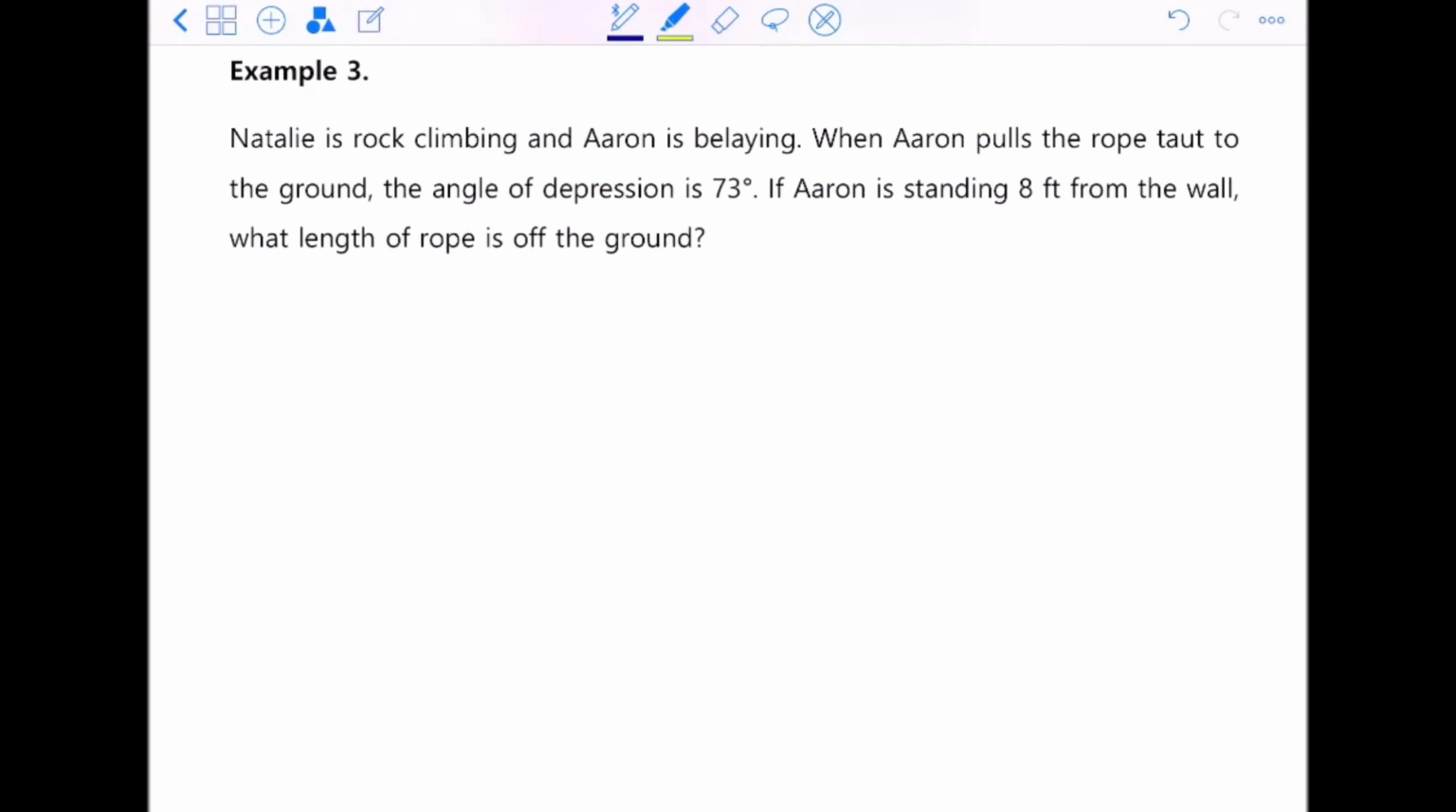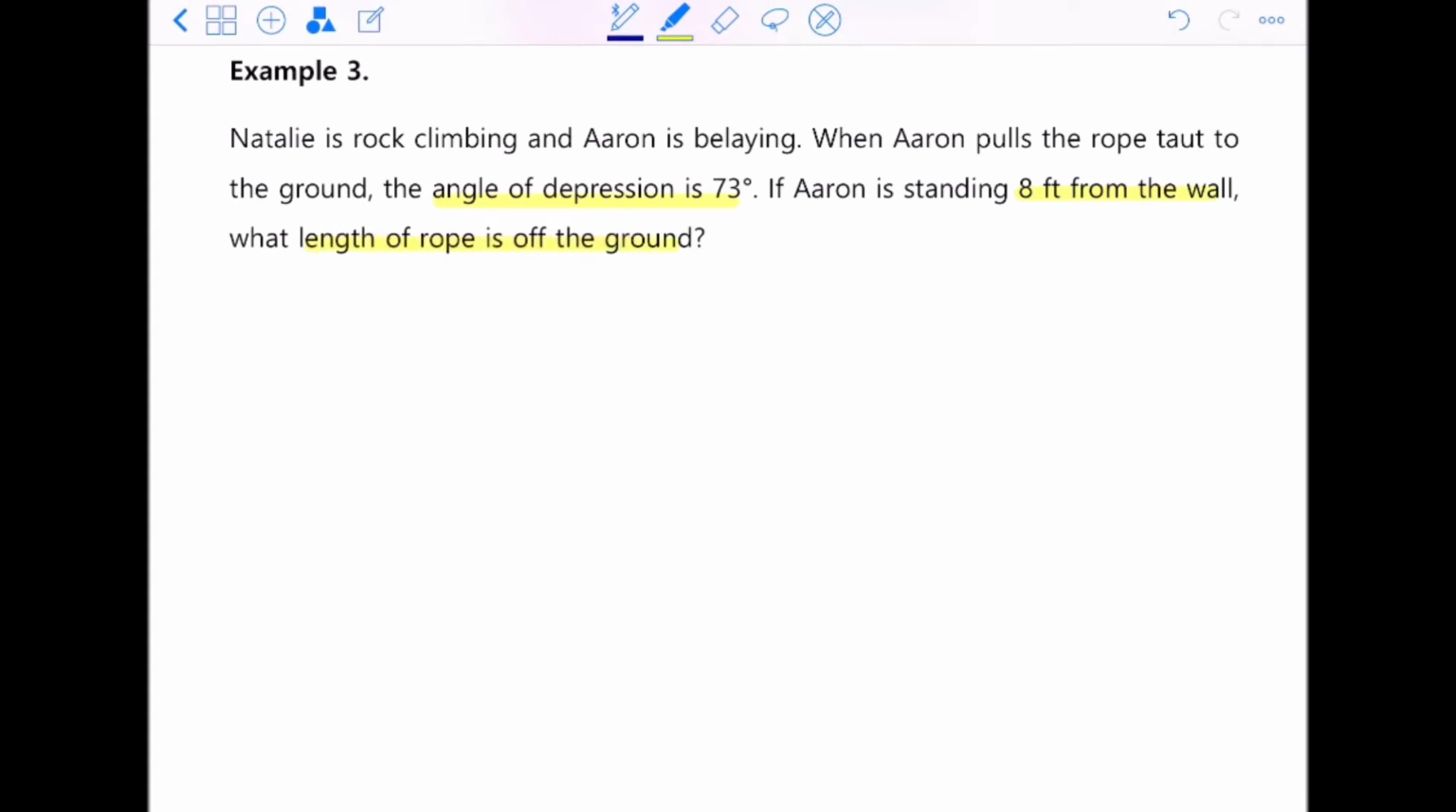All right, here comes the last example. Natalie is rock climbing and Aaron's belaying. When Aaron pulls the rope taut to the ground, the angle of depression is 73 degrees. If Aaron is standing 8 feet from the wall, what length of rope is off the ground?